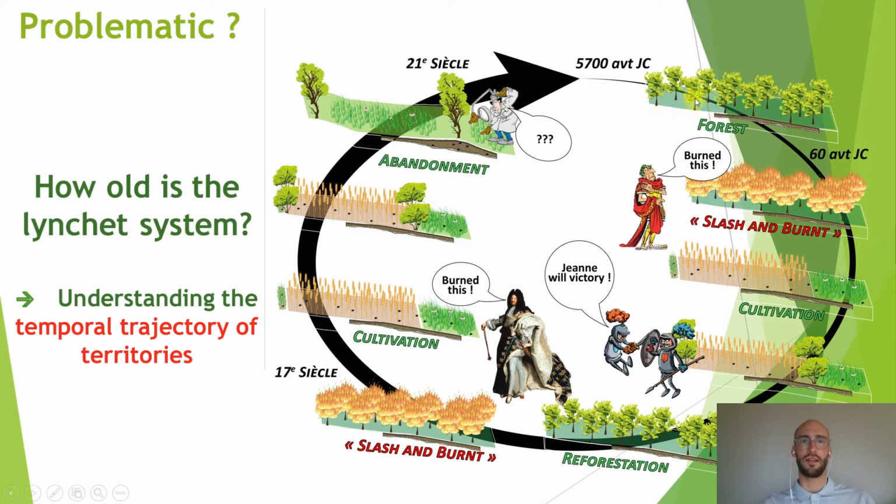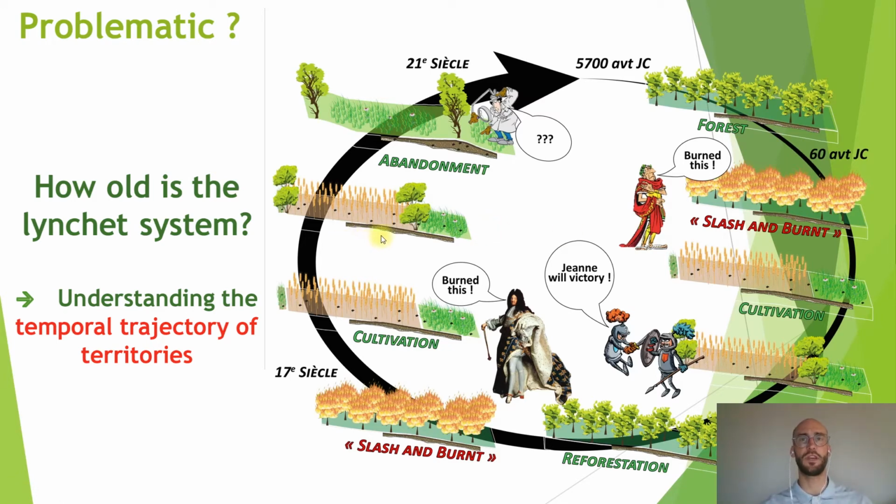The first farmer burned the forest by slash and burn, as I said, in order to cultivate the area, and after a long time and after some disturbance or disaster, like war, disease, economic collapse, there is a reforestation. And sometimes after a long period or not, it depends, there is a new farmer who burns the forest, and so on, until abandonment. And it's here that our job begins, my team, in order to determine this cycle and understand the temporal trajectory of territories.